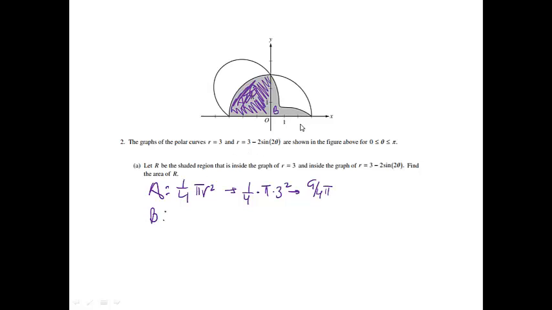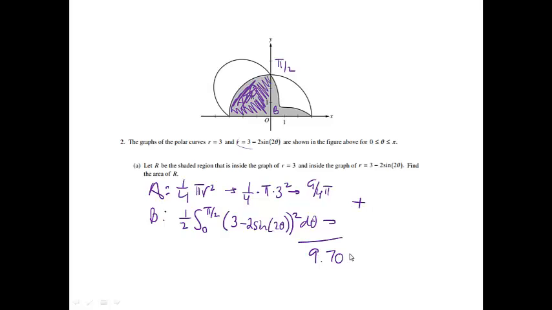Then to get the area of B, I can tell it is bounded by the curve r equals 3 minus 2 sine 2 theta, and it starts at 0 and ends at pi over 2. So I'm going to use the area of a region given in polar form. It's 1/2 times the integral from 0 to pi over 2 of r squared, so 3 minus 2 sine of 2 theta quantity squared. When you do that, you will get some answer; I did not write it down, so I don't know what that answer is. When you add those two together, you will end up getting 9.708 as your final answer.